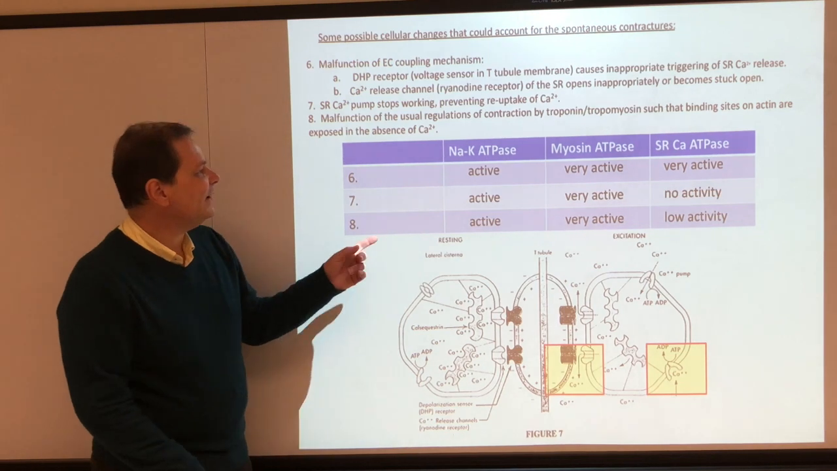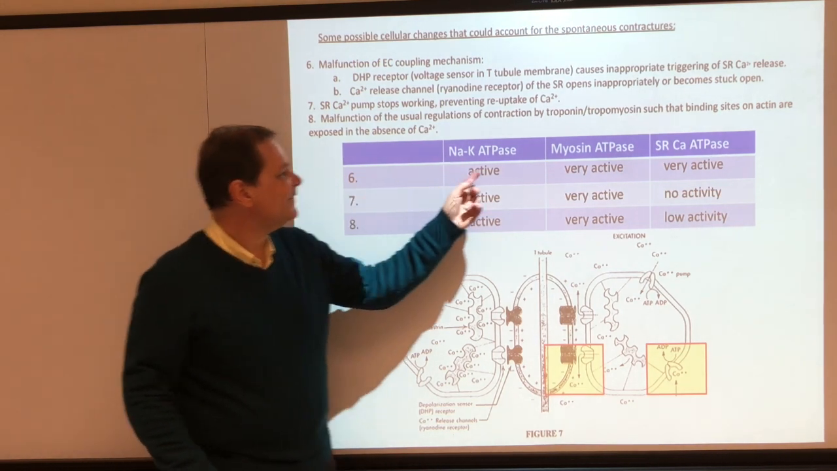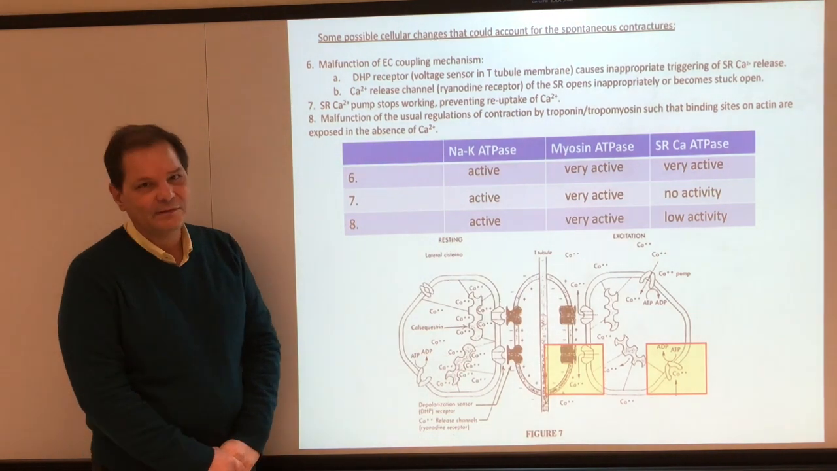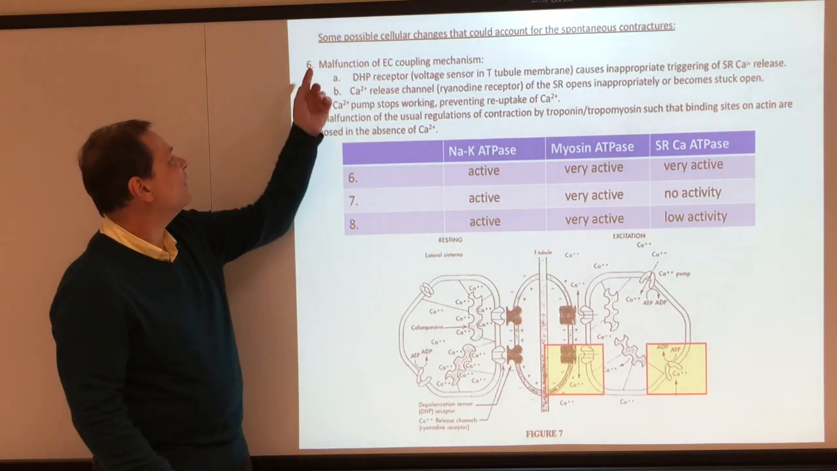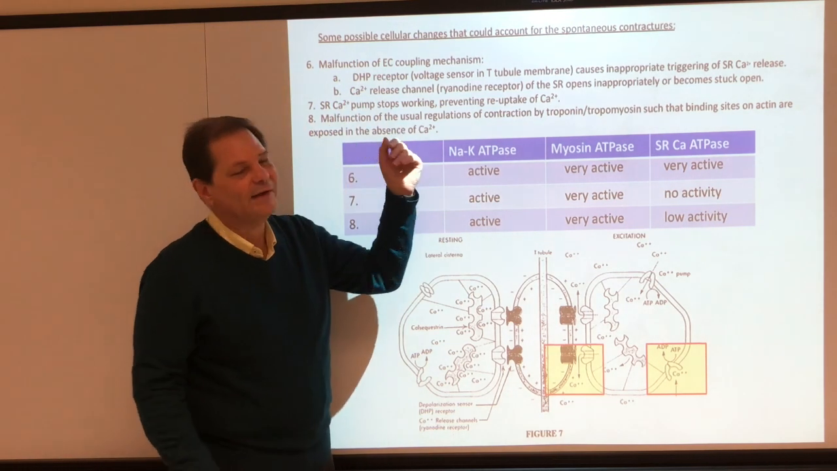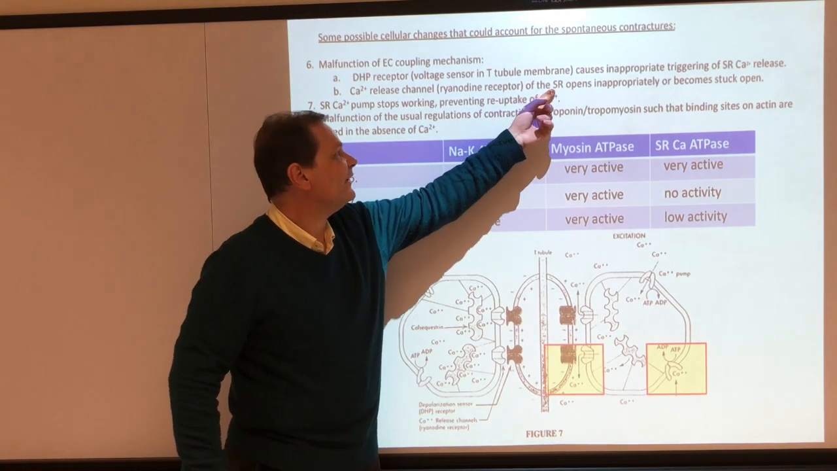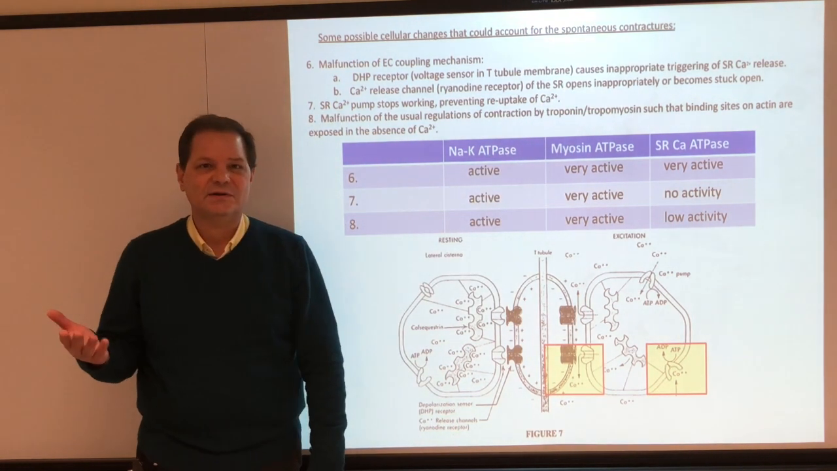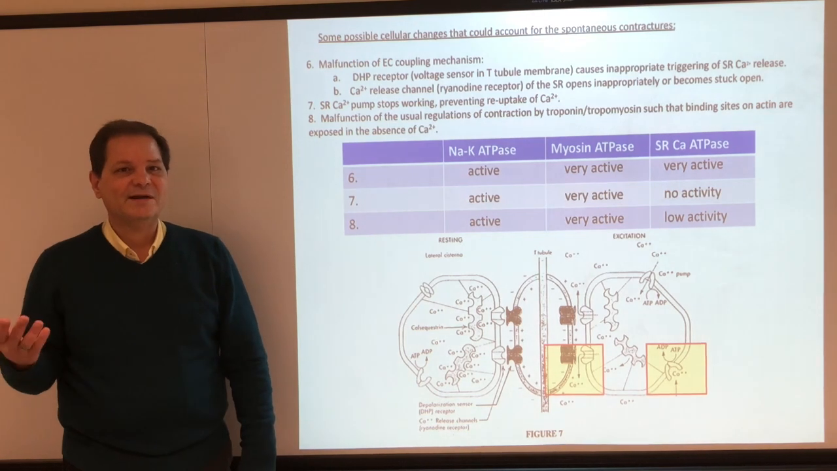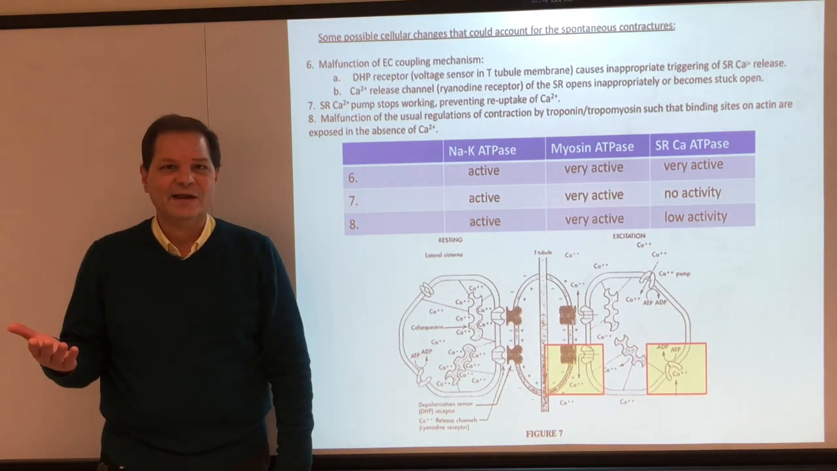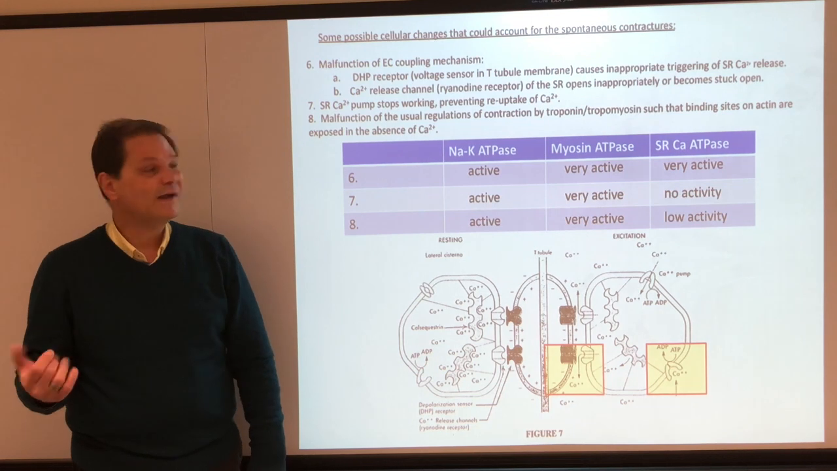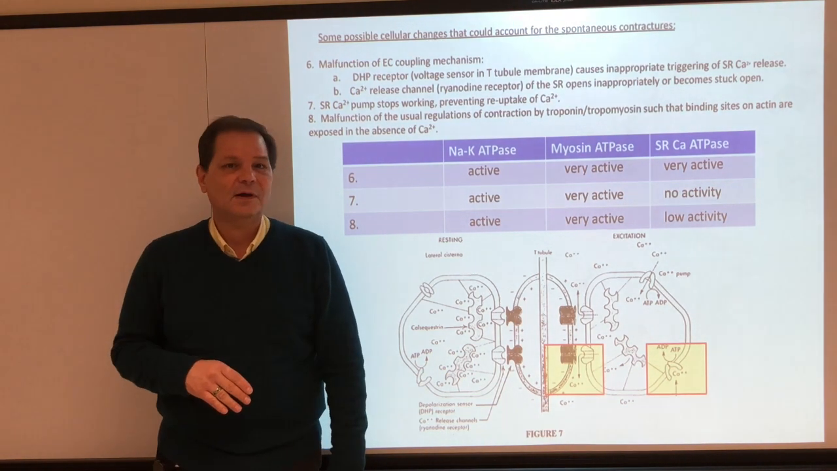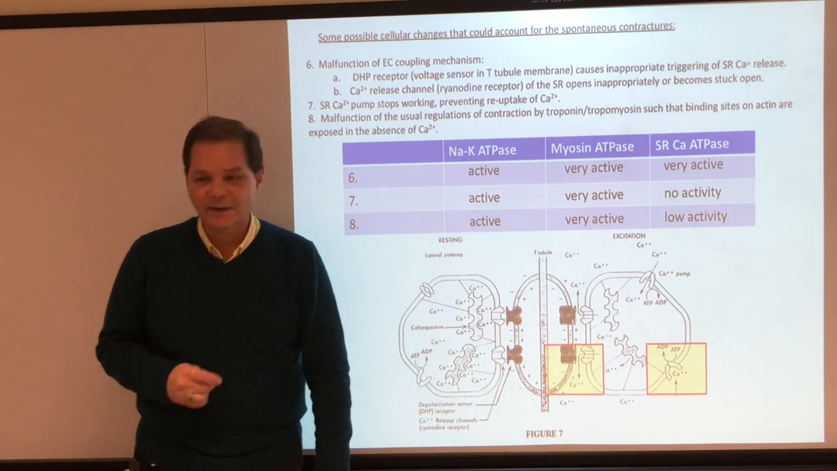So of these 3, 6 is the most likely because, if we look at our 3 ATPases, it's the one that's going to be eating the most ATP, okay? And in fact, in all known cases, it is 6B, where the SR calcium release channel is stuck open. You have a mutation in the ryanodine receptor such that in the presence of certain volatile anesthetics or succinylcholine, in this case, you get the ryanodine receptor permanently stuck open, okay?